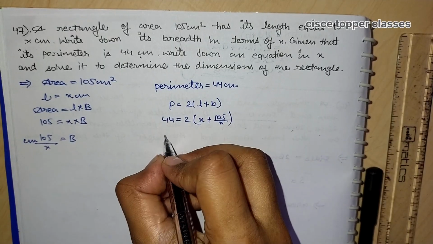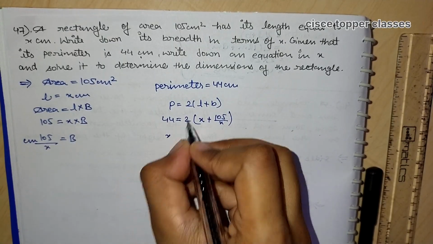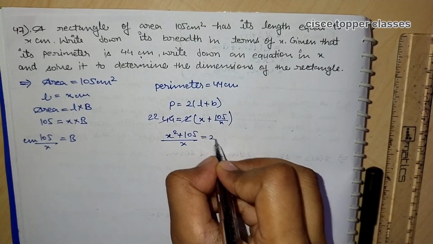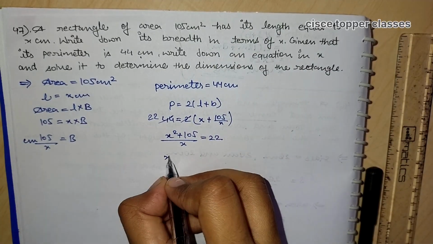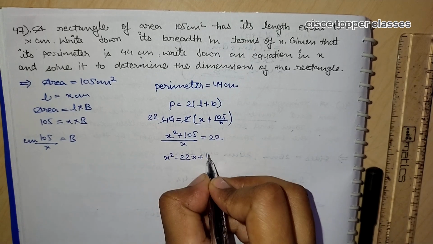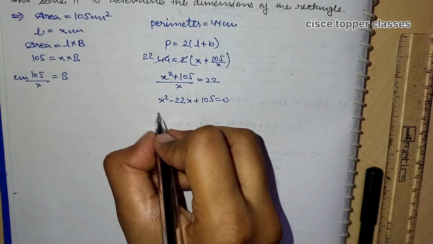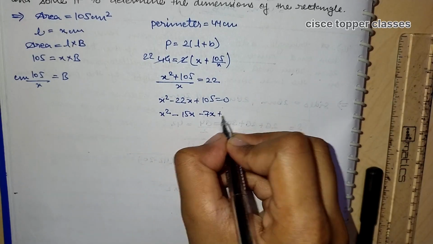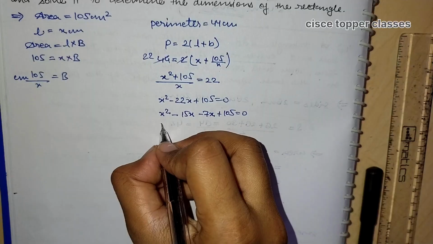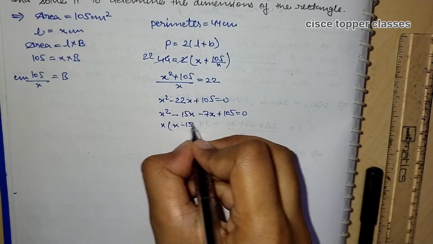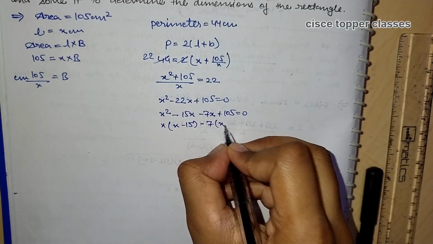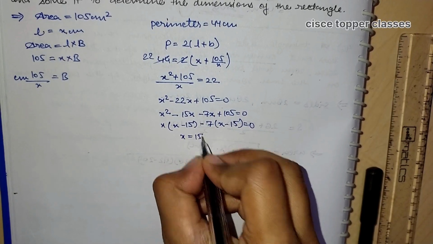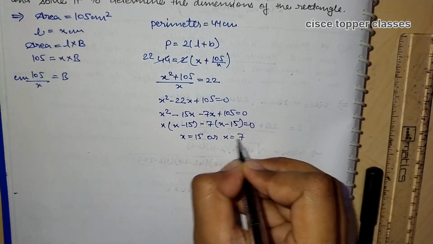So we can just calculate it: 22 will cancel out, so x plus 105 divided by x equal to 22. So x square minus 22x plus 105 equal to 0. Now we can write this as x square minus 15x minus 7x plus 105 equal to 0. So we take x minus 15 common, and minus 7 as common, so (x minus 15)(x minus 7). From that we can find the value of x as 15 or x is equal to 7.